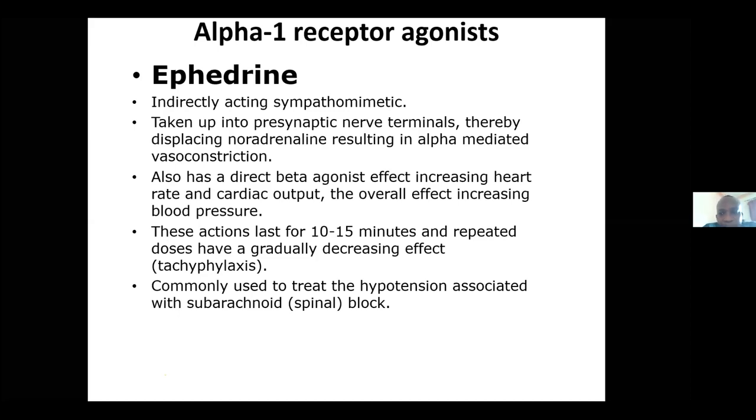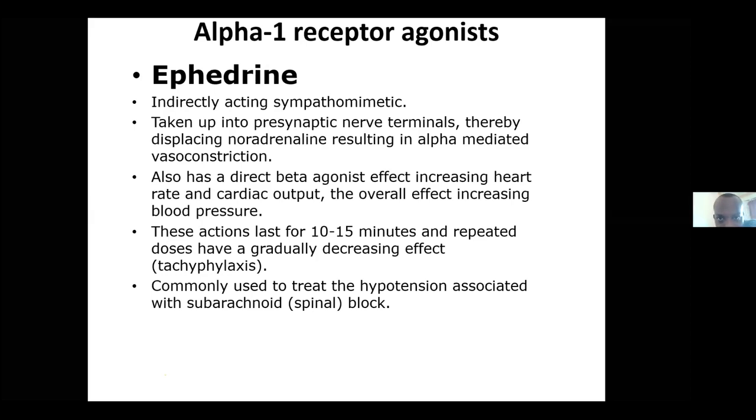So what do you need to know about ephedrine? It's indirectly acting, okay. It causes increase in blood pressure and heart rate, and then it has an effect of tachyphylaxis. It's the common drug that we use, especially when someone has had spinal anesthesia. They usually get hypotensive, okay? This is the drug of choice that we use to increase the blood pressure in hypotension, especially under spinal. So it's a very, very useful drug that we've been using in our setting.